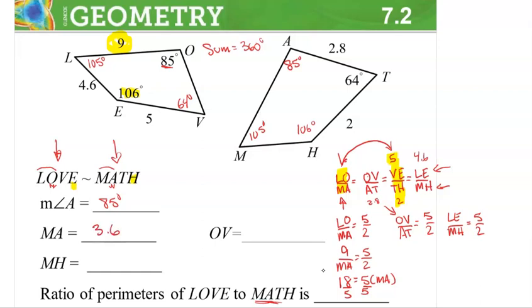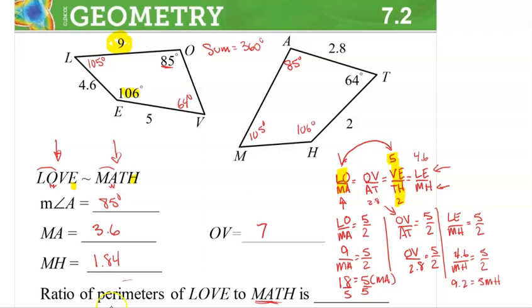Go ahead and do that with the other 2 sides of the quadrilaterals for MH and OV. So if you pause the video and tried it yourself, then you should have gotten 1.84 for MH and 7 for OV. So here's your calculations for each of those. Notice that each of those I'm putting them equal to 5/2, cross multiplying and divide.